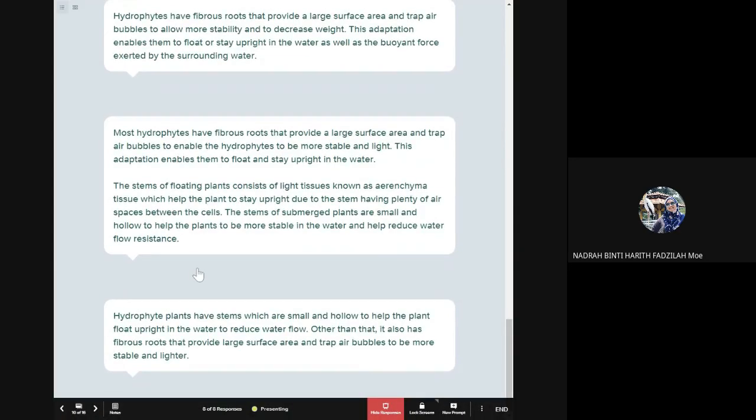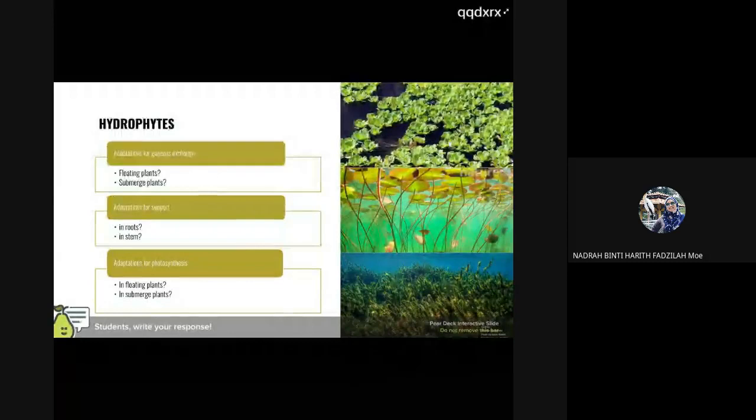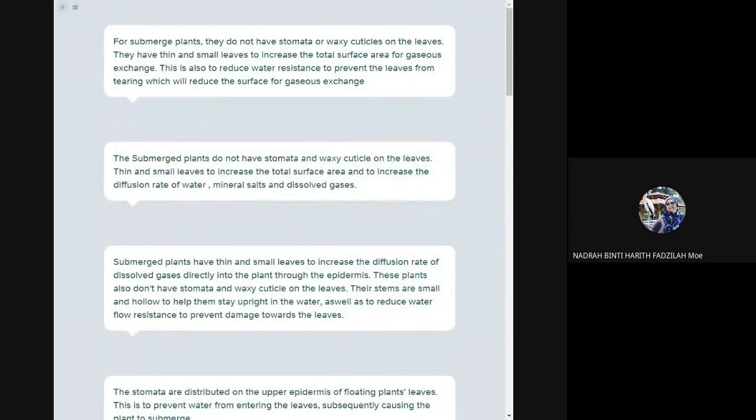Sekarang ni, mari saya tengok satu persatu jawapan yang submitted. Sekejap ya. Tak payah tukar, sorry. Sebab ada lagi satu. Sambil saya check kamu punya adaptation for support, okay, mari kita continue dengan adaptation for photosynthesis. Apa yang floating plants ada to enable it to conduct photosynthesis, dan apa adaptation for submerged plants to conduct photosynthesis. Okay, sementara tu saya go through satu persatu explanation for support.